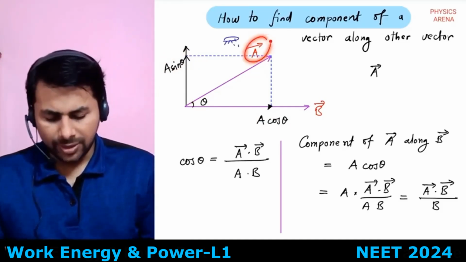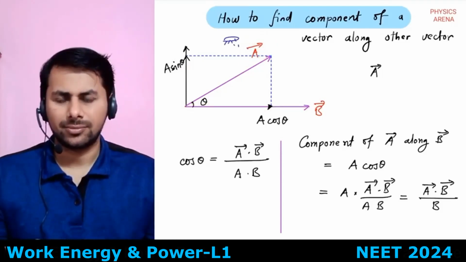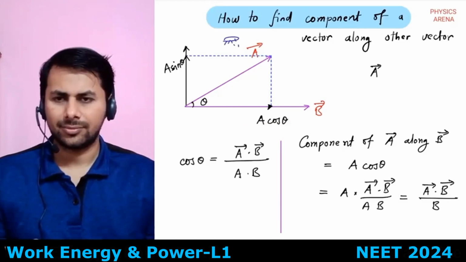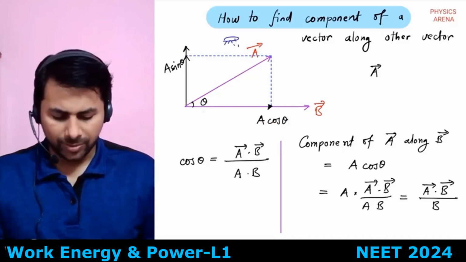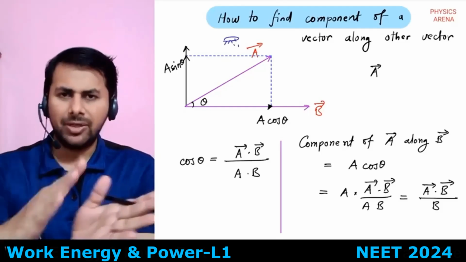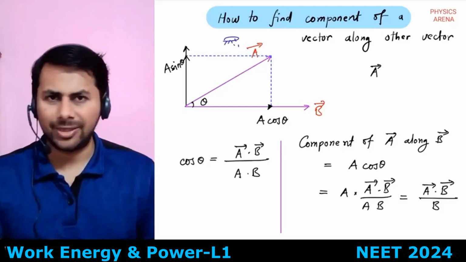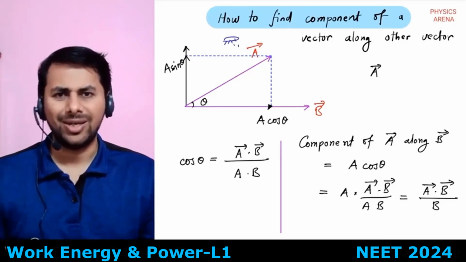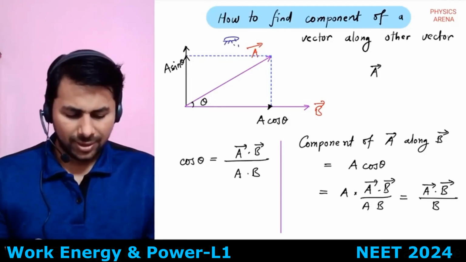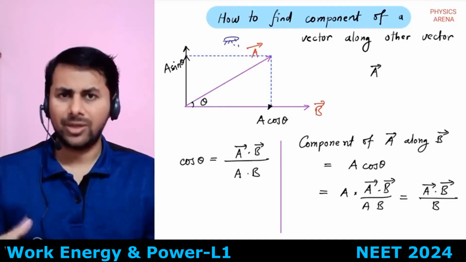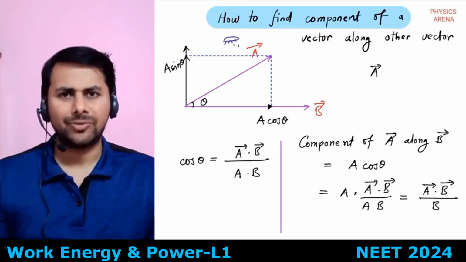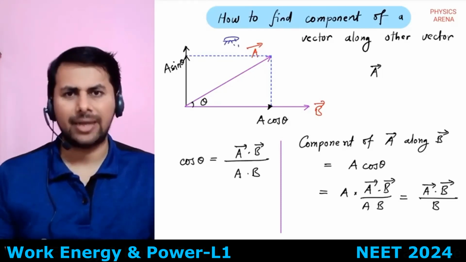So what is the component of A bar along B bar? It is A cos theta, right? Yes, no? The component of A bar along B bar is A cos theta. For simplicity, I have taken this along the x axis, but even if you rotate them, the angle between them will remain the same, and the component of A bar along B bar will still be A cos theta. The magnitude of the component will remain the same. So the component of one vector along another vector is the magnitude of that vector multiplied by cos of the angle between the two.